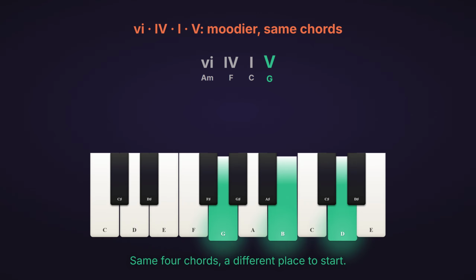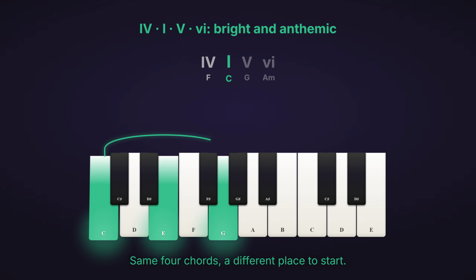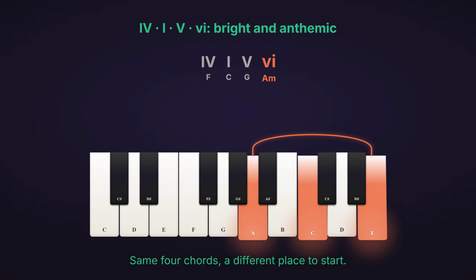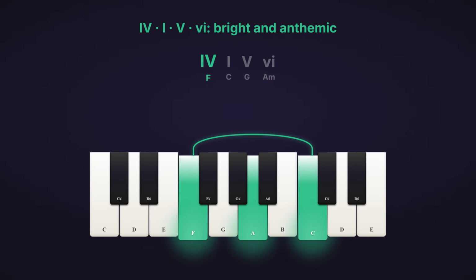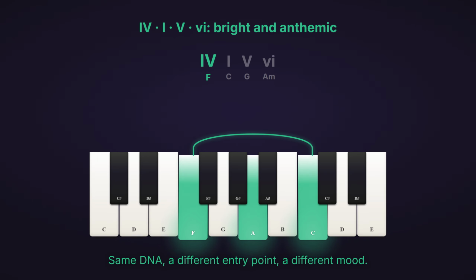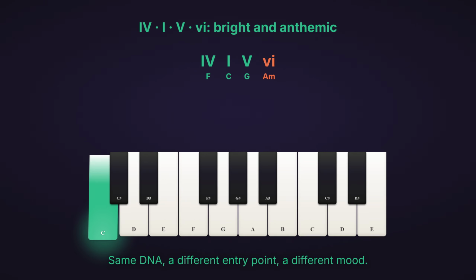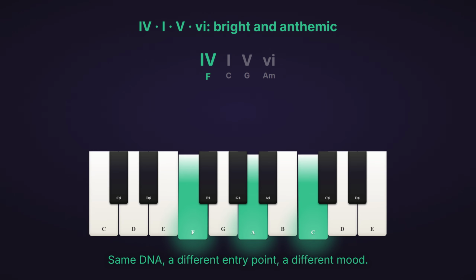Shift the starting point again to the 4 and you get 4, 1, 5, 6, F, C, G, A minor, which leans bright and anthemic. Same DNA, different entry point, different mood. This is why so many songs sound like cousins of one another. They are literally spinning the same four-chord wheel, just stepping onto it at a different spot.